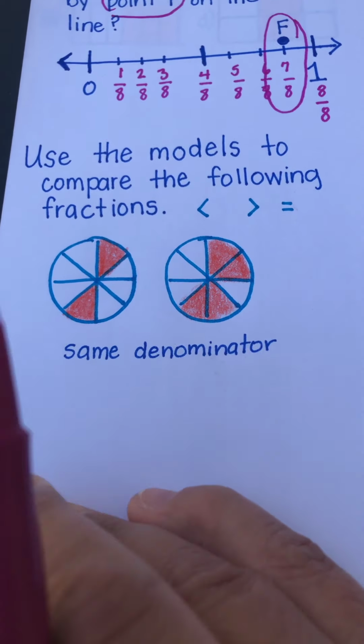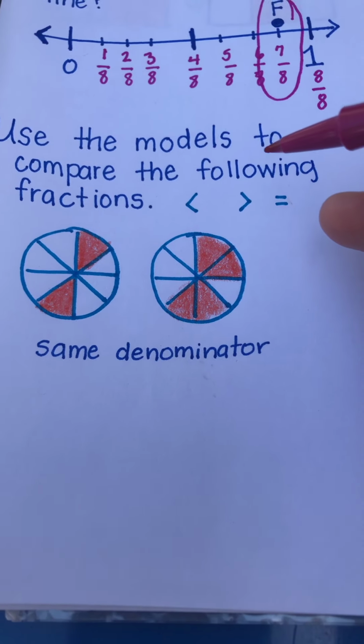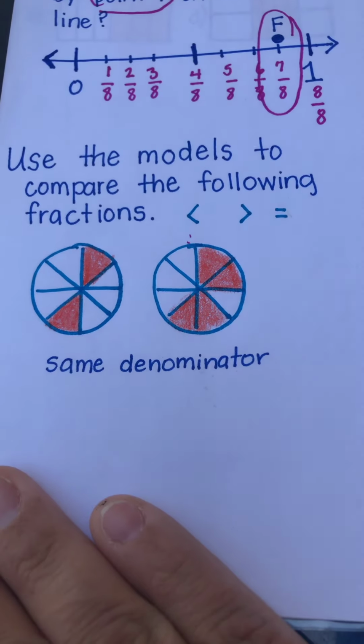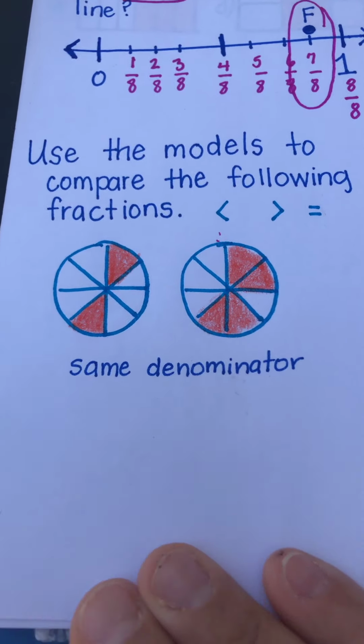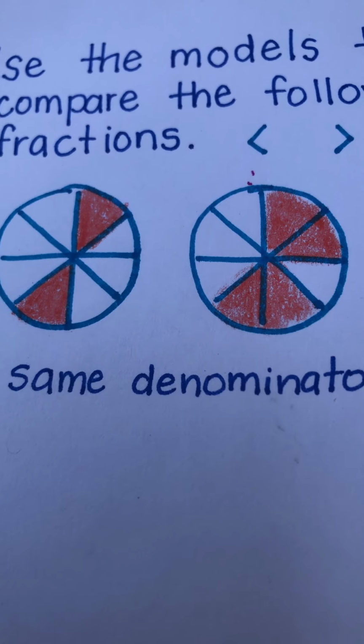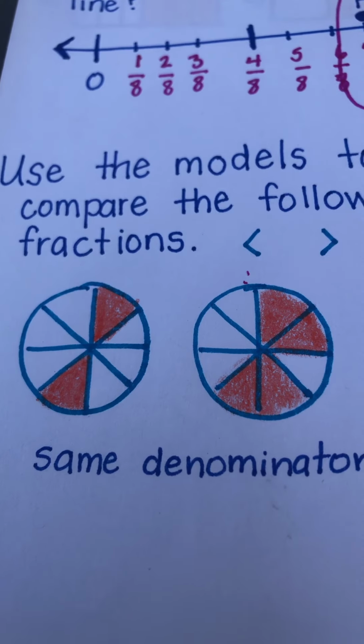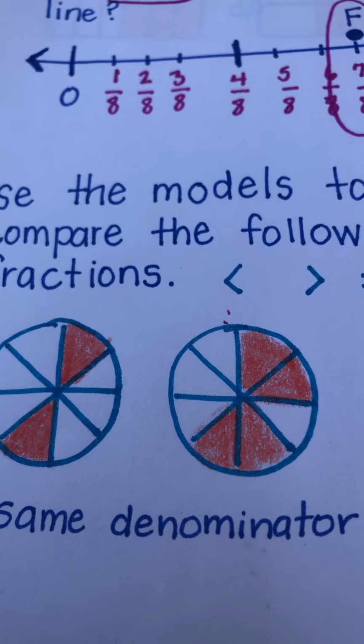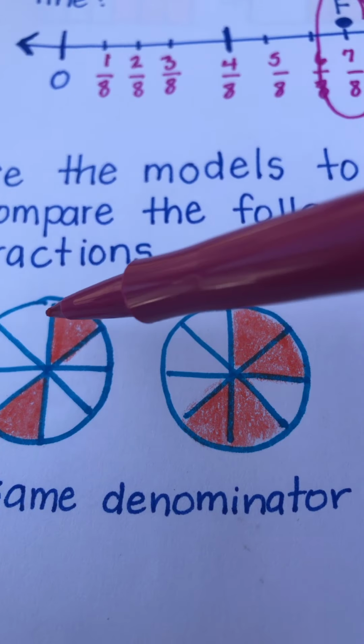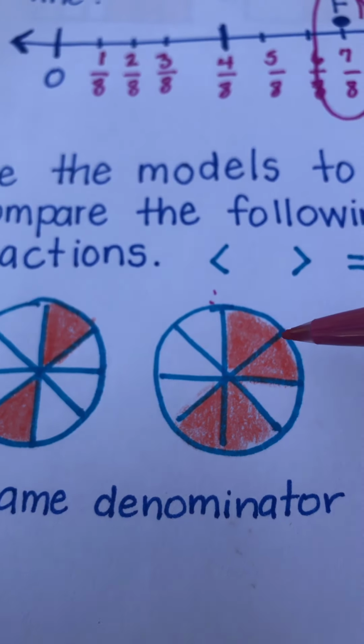Now, in English, use the models to compare the following fractions using greater than, less than, or equal. So we're going to use the models here. If we notice, we're looking at fractions that have the same denominator. So what is the fraction here? Then we need to find what is the fraction here.